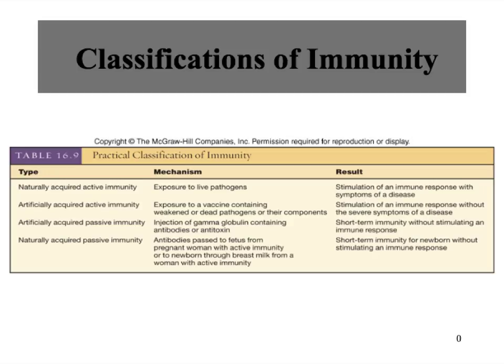We see a number of different classifications of immunity. The first one, naturally acquired active immunity, is basically exposure to a live pathogen. Next, artificially acquired active immunity. This would be something like a vaccine, where we have developed a vaccine that contains either a weakened, referred to as an attenuated, virus. Sometimes it's simply the components that are extracted and then administered.